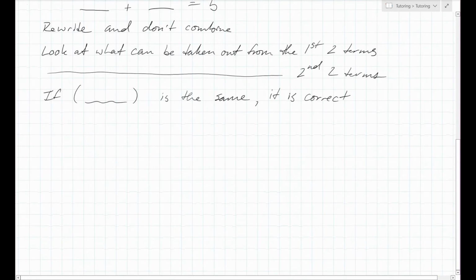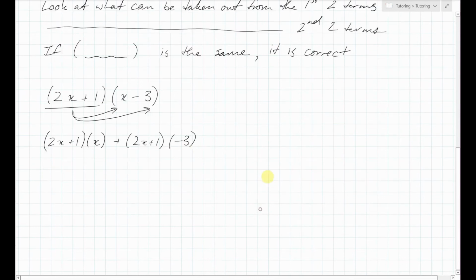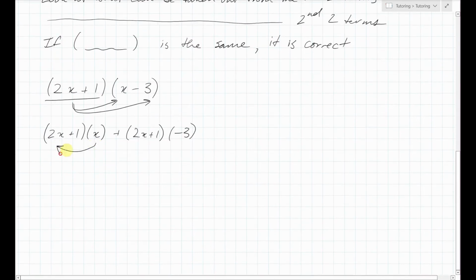So let's look at another example. Let's look at a more complicated example. We'll do 2x plus 1, and we'll do x minus 3. So if we distribute this, 2x plus 1 to the x and 2x plus 1 to the negative 3, we get 2x plus 1 multiplied by x, and then plus 2x plus 1 multiplied by negative 3. So that's our first distribution.